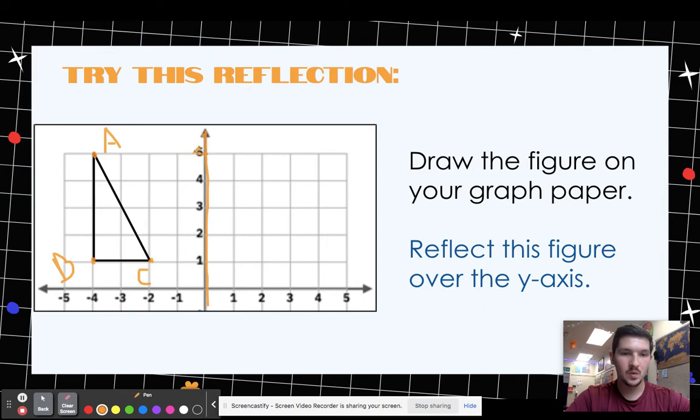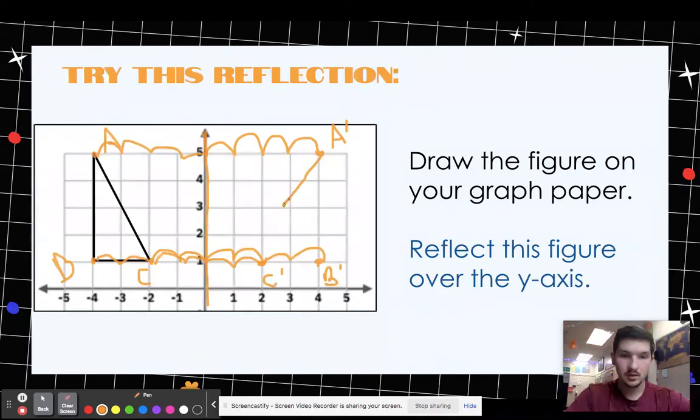For instance, vertex A is 1, 2, 3, 4 away on the left side, which means it needs to be the exact same distance on the other side. So 1, 2, 3, 4 away on the right side. So this is our new A prime. Exact same thing is going to happen for every other vertex. So C is 1, 2 away, so it's 1, 2 on the other side. This is C prime. B is 1, 2, 3, 4, so it's going to be 1, 2, 3, 4 on the right side because we are flipping over the y-axis.